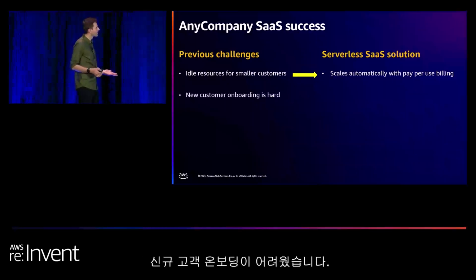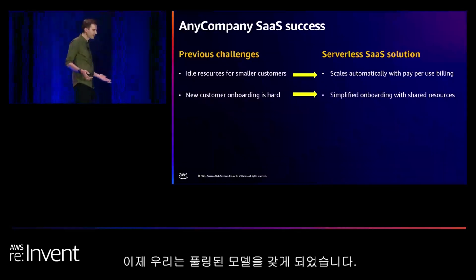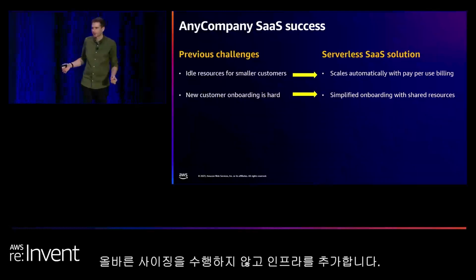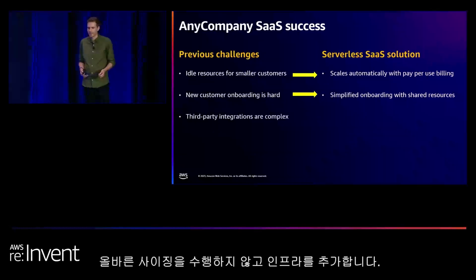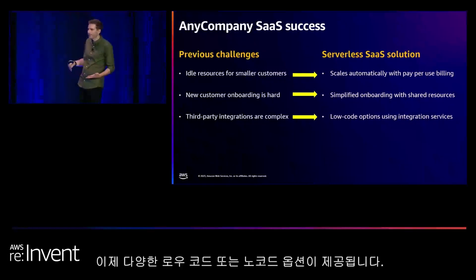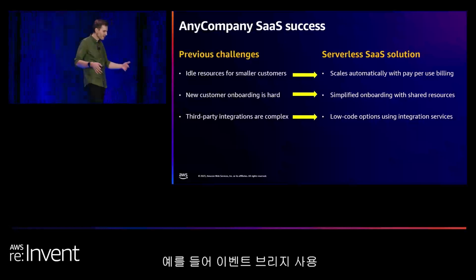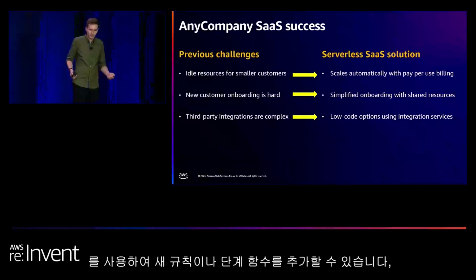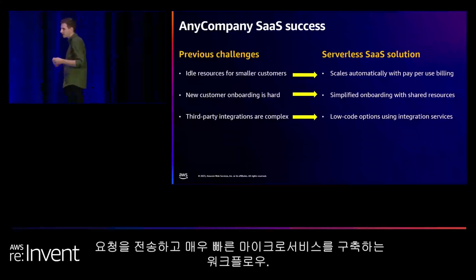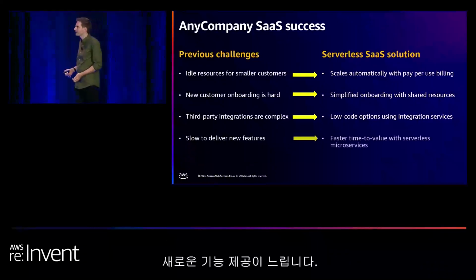New customer onboarding was hard. With the serverless SaaS solution, we now have a pooled model where we can just add a new tenant to the system without provisioning any infrastructure, without doing any right-sizing. Third-party integrations were complex before. Now we have a number of low-code or no-code options using serverless integration services. So using EventBridge, for example, to just add new rules, or Step Functions workflows to send requests and build very quick microservices.